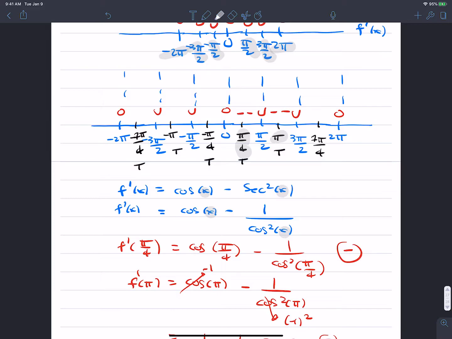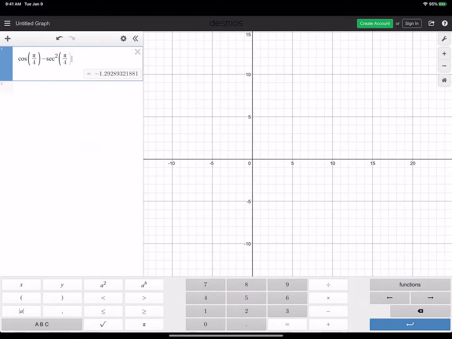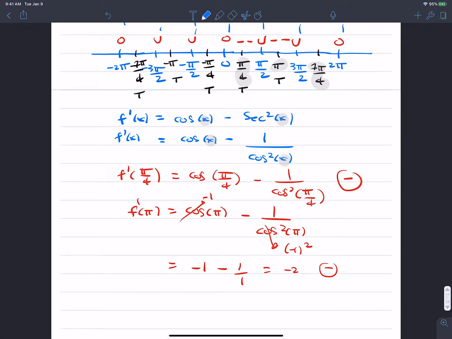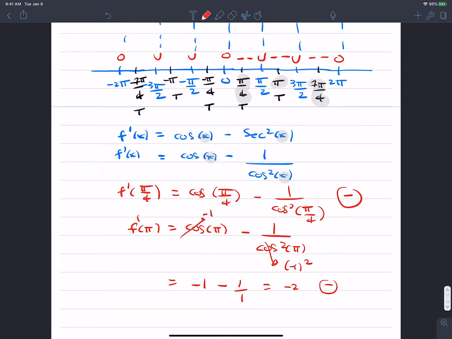Now let's test what? 7 pi over 4. Now I can do the arithmetic again here, but let's go over here. We're going to put what? 7 pi over 4, for the sake of time. What do I get now? Negative. Is that still negative? It's the same value. Okay, negative. So we know this region is going to be what? Negative. Is that true?